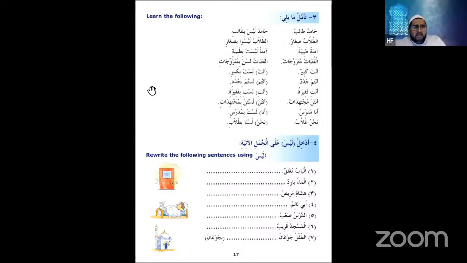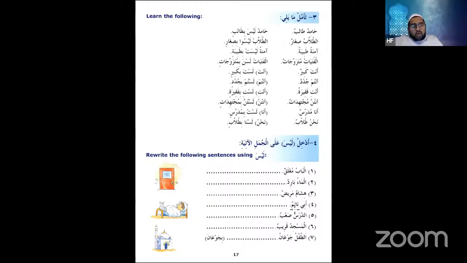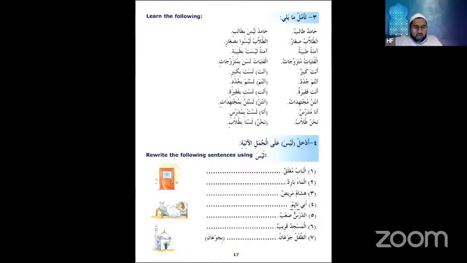Now I'm going to ask Sister Tahira to do 1 and 2. I want Sister Tahira to put laysa in the sentences, whether it's laysa or laysat according to the sentence. So al-babu mughlaqun, al-ma'u baridun. Add laysa and translate, please. Al-babu mughlaqun. The door is closed. Laysa al-babu bimughlaqin. Or al-babu laysa bimughlaqin. Okay, right. The door is not closed. Correct.